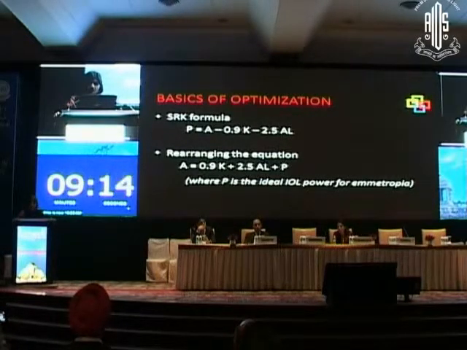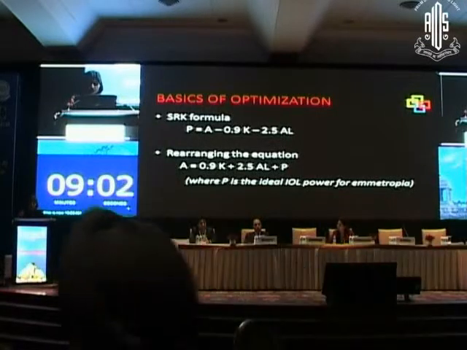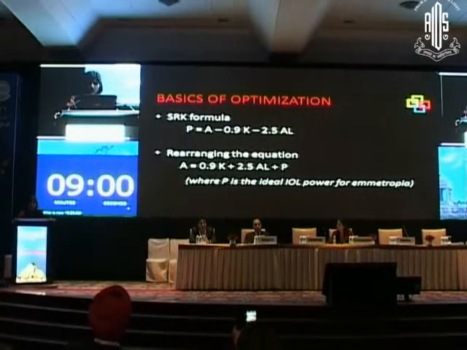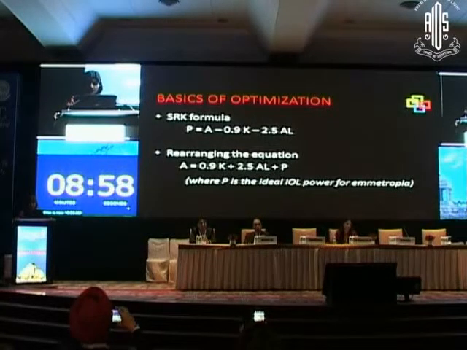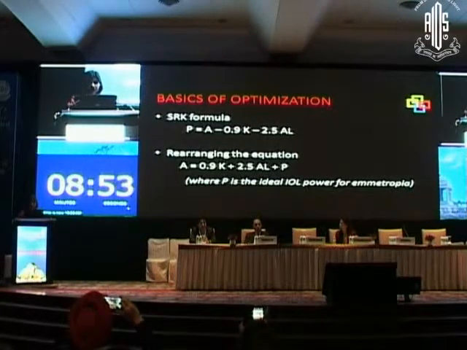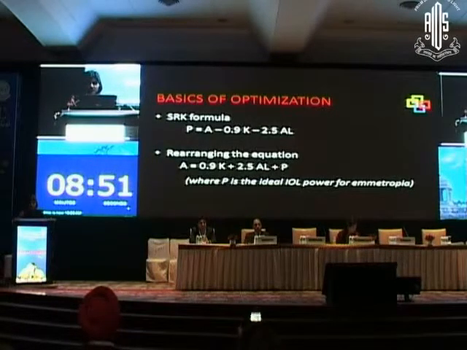If we rearrange the same equation, then we get A constant equals 0.9 K plus 2.5 AL plus P. But please note that here P is not the power that we have implanted. We actually mean the ideal IOL power for that particular patient for emmetropia. If we input the ideal IOL power, then we will get the correct A constant with that particular patient in our hands.